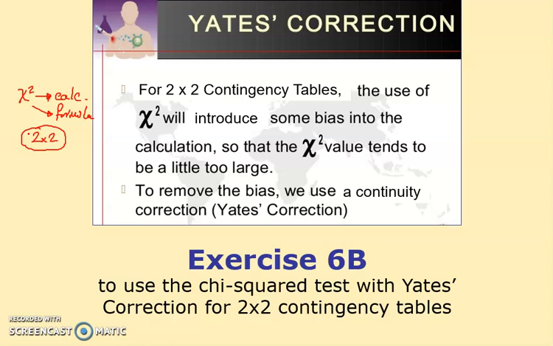And where that probability lies, where those values should fall, is kind of being done by experience and probability to a certain extent. Now, this is suggesting with a 2 by 2 it doesn't work quite so well, and therefore we have to do this Yates' correction. I want to show you that now.